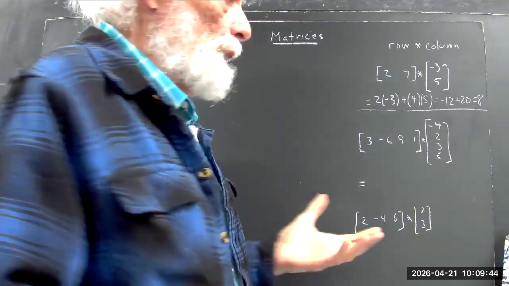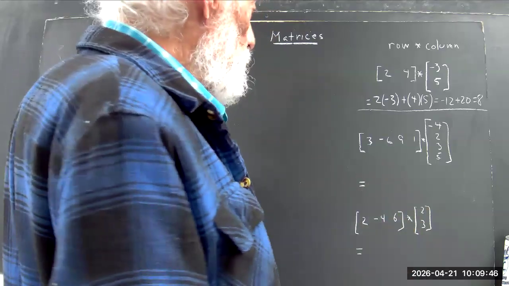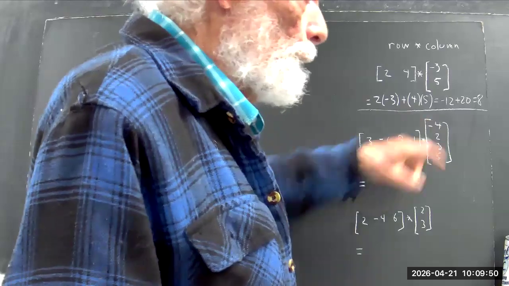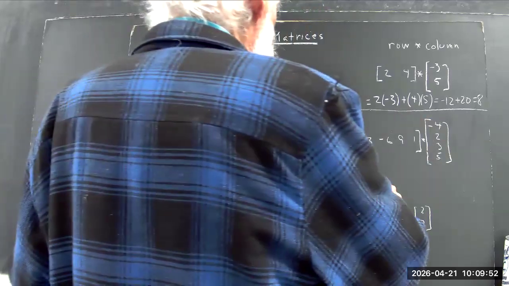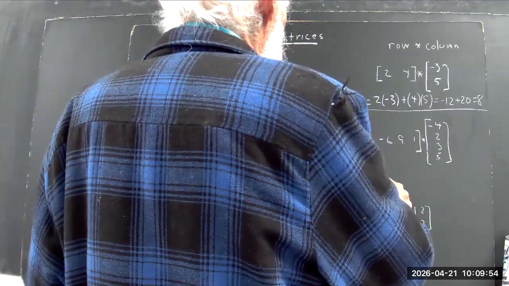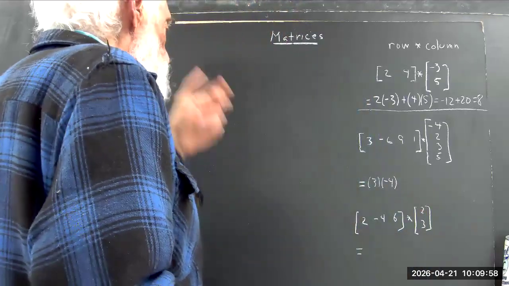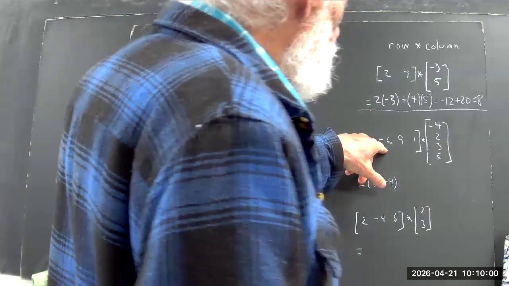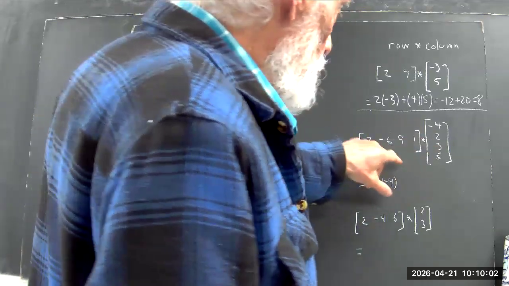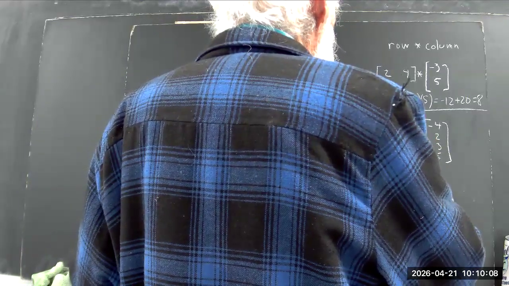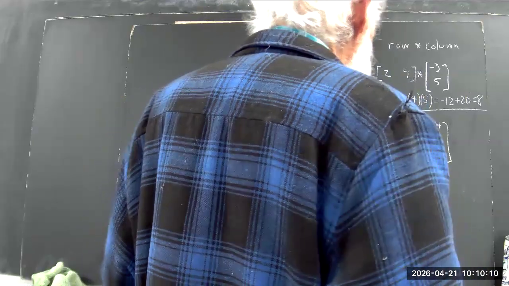The answer is pretty simple to multiply these two matrices. You start by multiplying the first number in the row by the first number in the column. So that'd be 3 times -4. And just like before, you multiply the second number in the row by the second number in the column. That's -6 times 2.